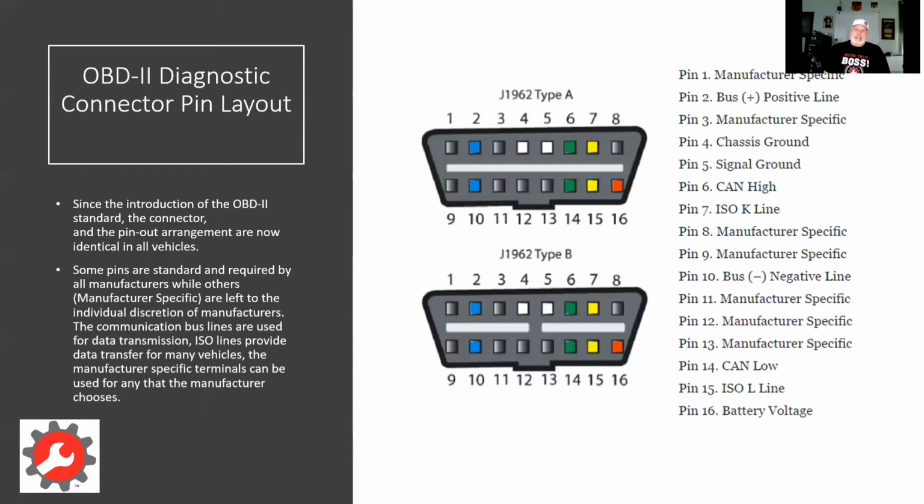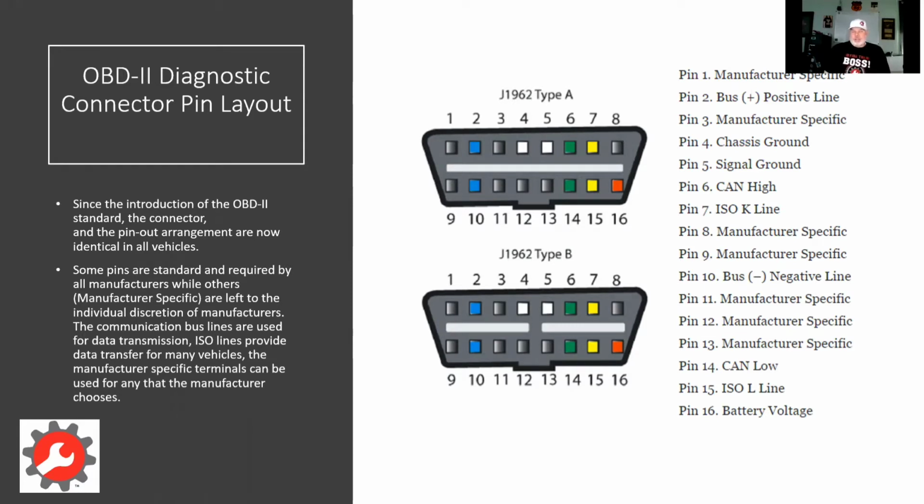So when we hook into that data connector, here's a layout that we see. We've got 16 pins. We have everything from manufacturer specific to a bus positive. We got chassis grounds, we got signal grounds, we got transmission signals. We've got a bus negative and a bunch of other manufacturer specific. So it pays to know which ones are which.